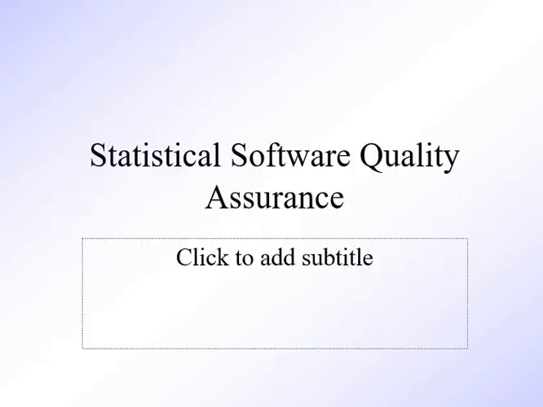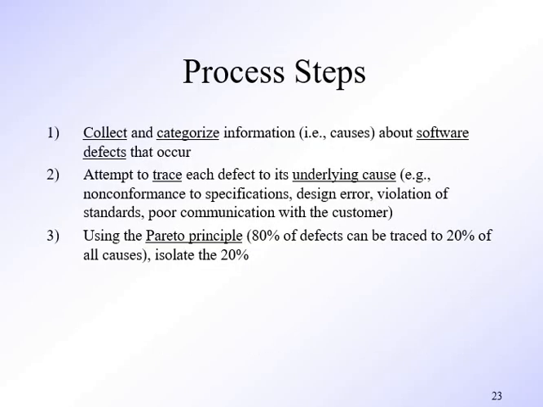Now the next topic we have is statistical software quality assurance. So this will include collecting and categorizing the information about the software defects that occur, attempting to trace each defect to underlying causes, and using the Pareto principle, 80% of the defects can be traced to 20% of all the causes, right?